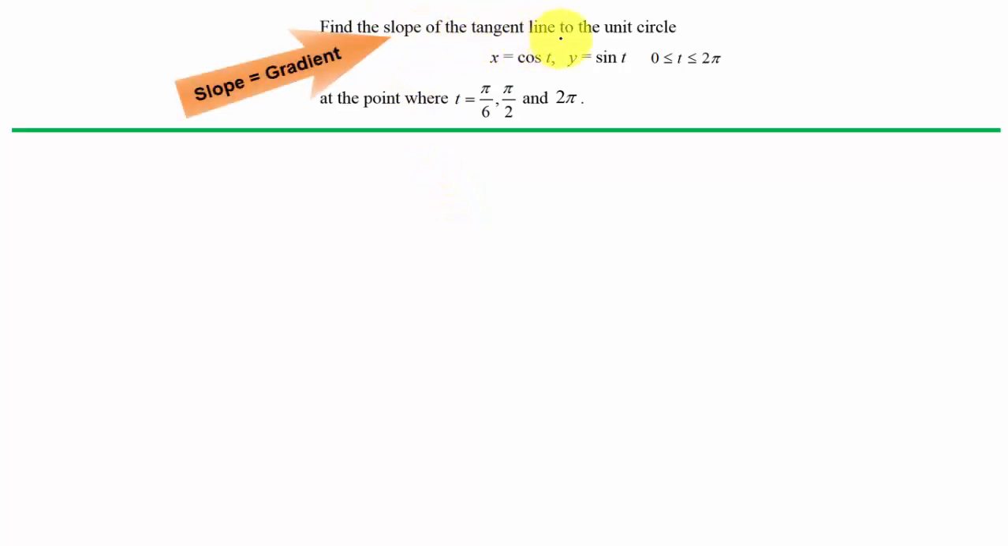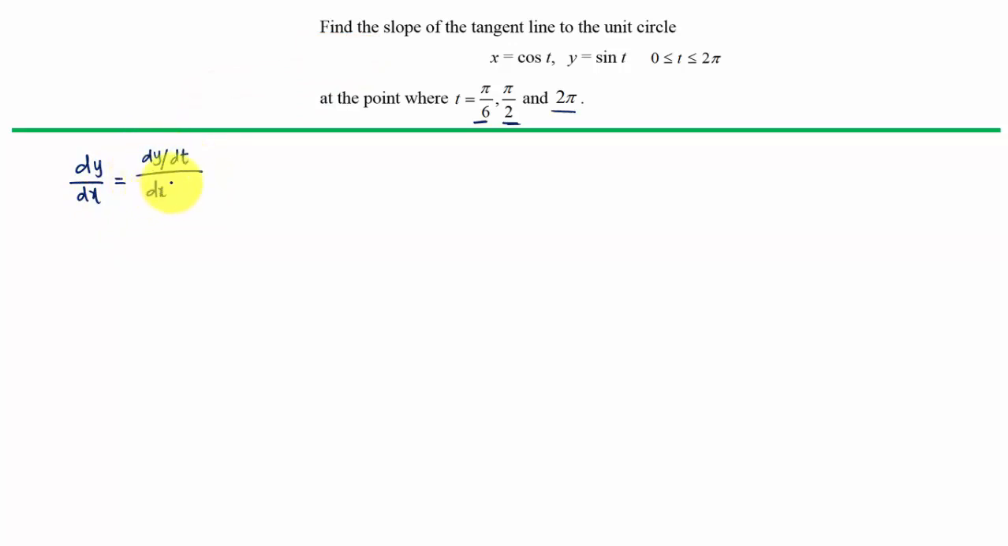Find the slope of the tangent line to the unit circle given by this set of parametric equations at the points where t equals pi over 6, t equals pi over 2, and t equals 2 pi. So recall that the slope of the tangent line to this set of parametric equations is given by dy/dx equals dy/dt divided by dx/dt.